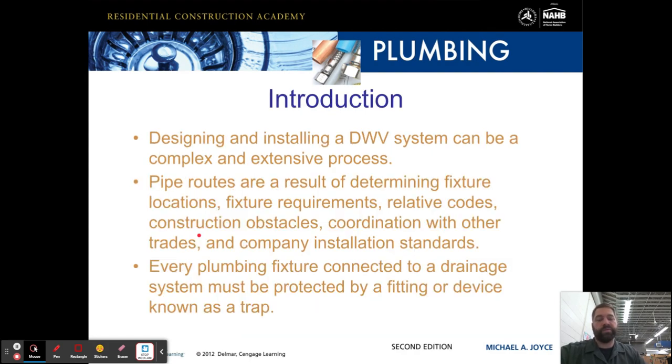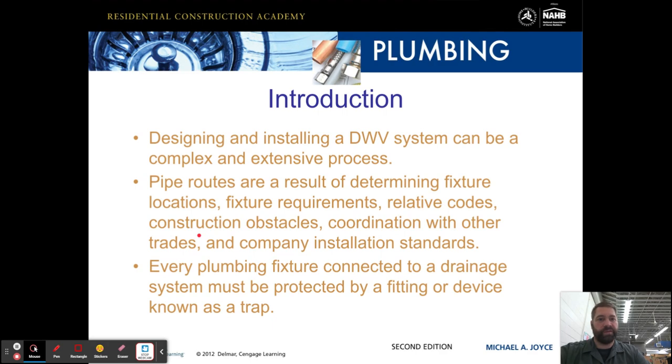So to get started, we're going to look at designing and installing a DWV system. It can be a complex and extensive process. It's not simple and straightforward. Pipe routes are a result of determining fixture locations, fixture requirements, codes, obstacles, and coordination with other trades, as well as company installation standards.